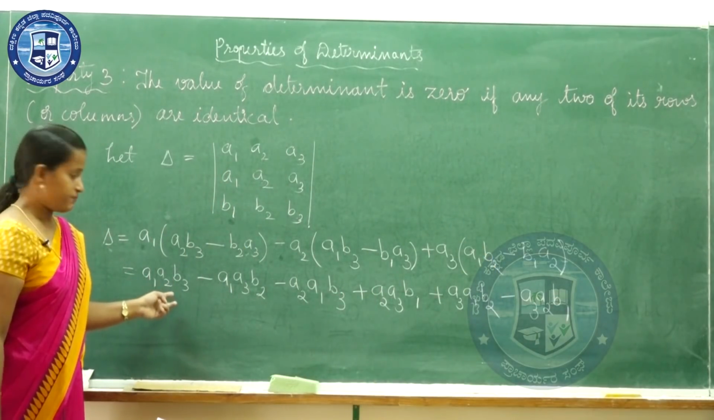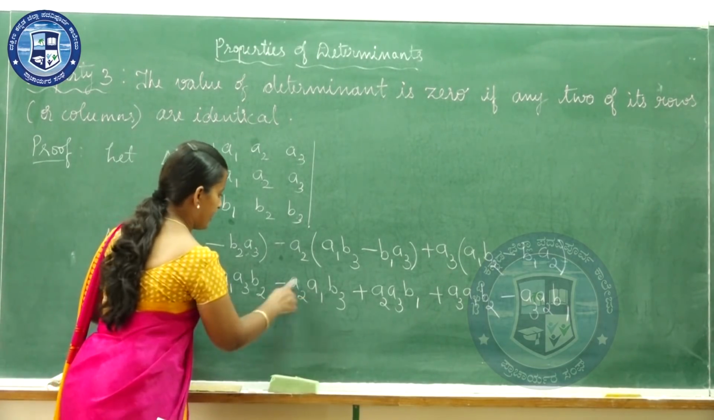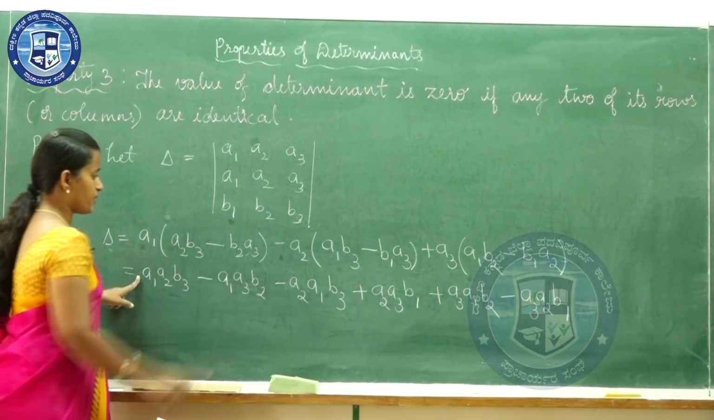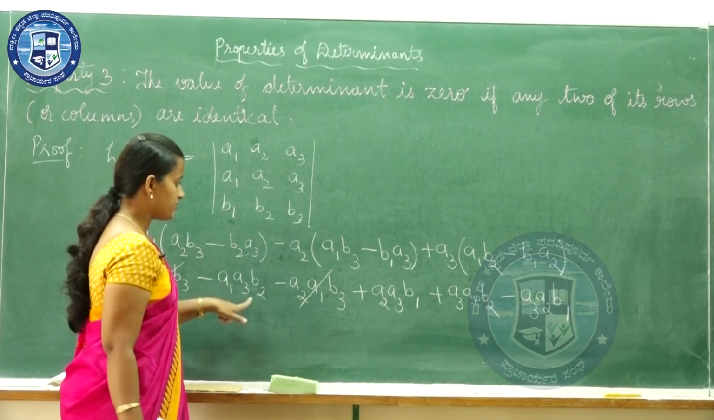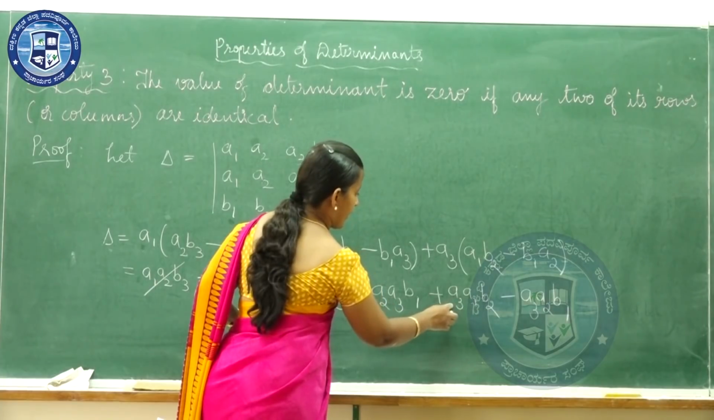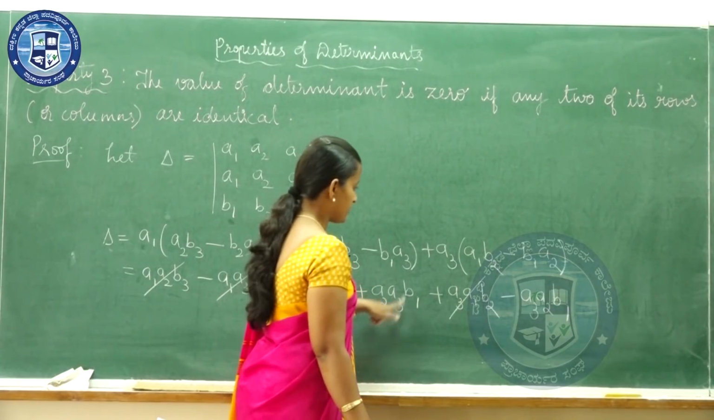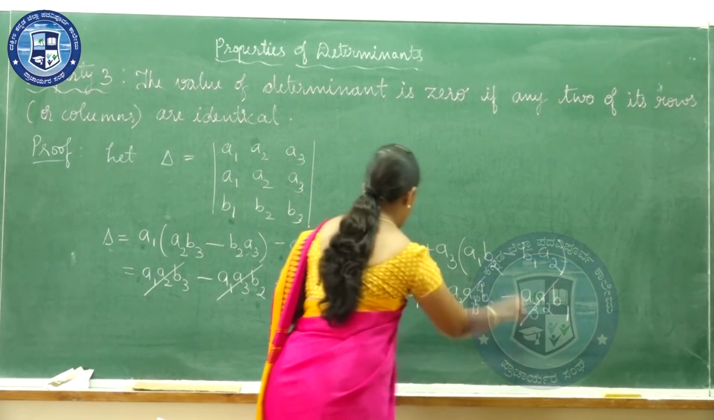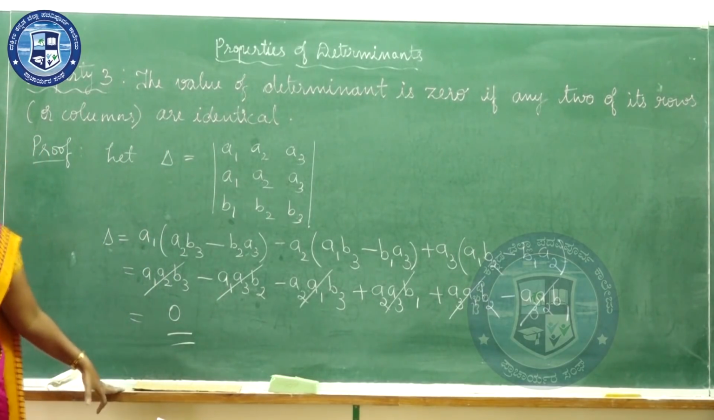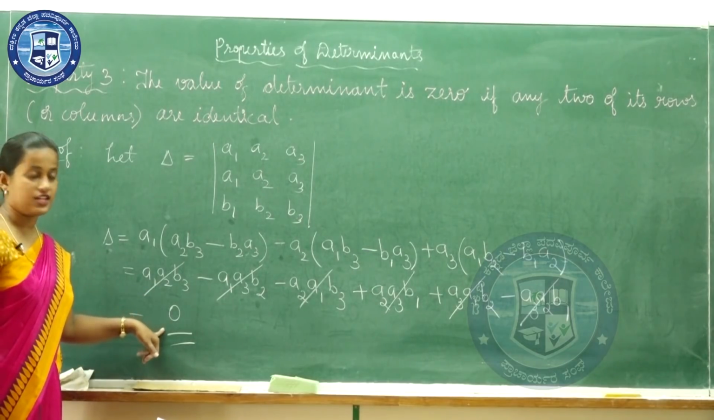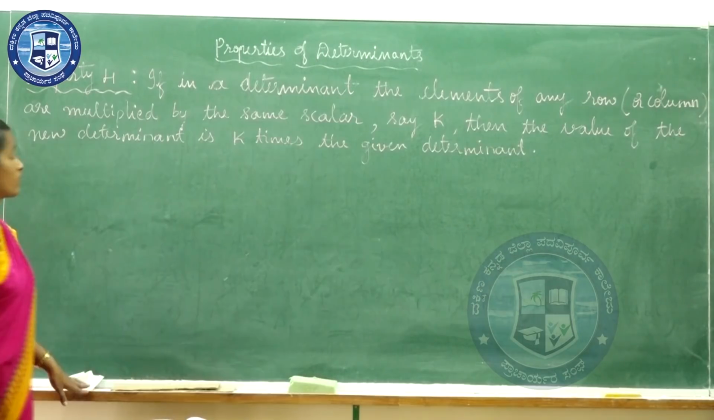Now let us see if we can simplify this further. A1 A2 B3, here the sign is plus, here the sign is minus, so this will get cancelled. A1 A3 B2 and A1 A3 B2, plus and minus. A2 A3 B1 and A2 A3 B1, plus and minus. So everything will get cancelled, and what remains is nothing but 0. So the value of the determinant is 0 if any two of its rows or columns are identical.